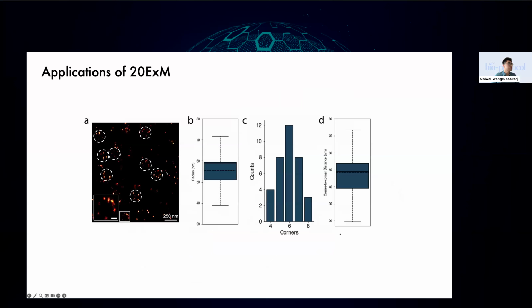And finally, we also visualized nuclear pore complex in the cell culture. And these are 8-fold structures around 100 nanometer, 110 nanometer in diameter on the surface of the nucleus. And we can observe these ring structures with 20XM, and we quantify the radius, how many dots we observe per ring, as well as the distance between each corner. That's consistent with previous known cryo-EM structure.